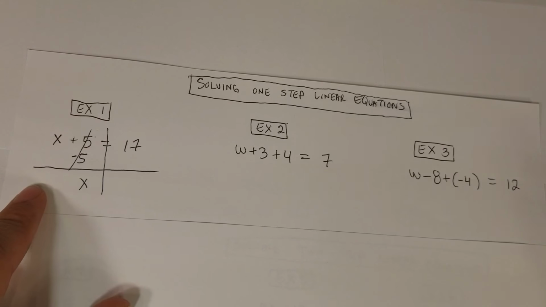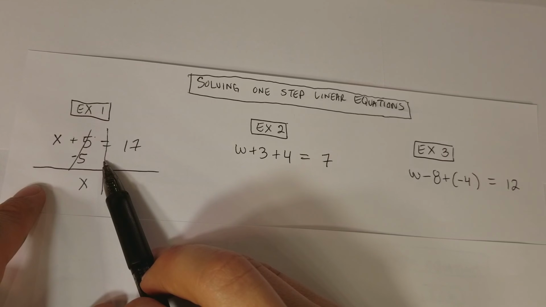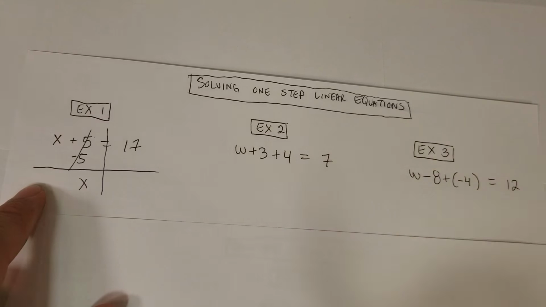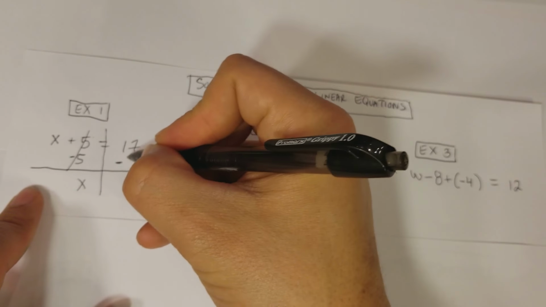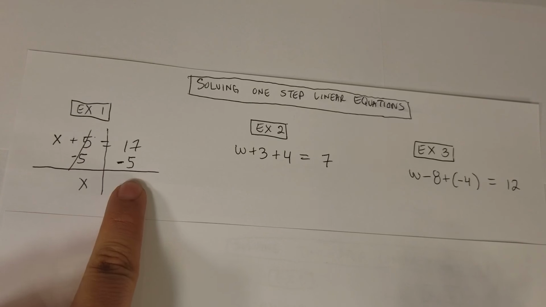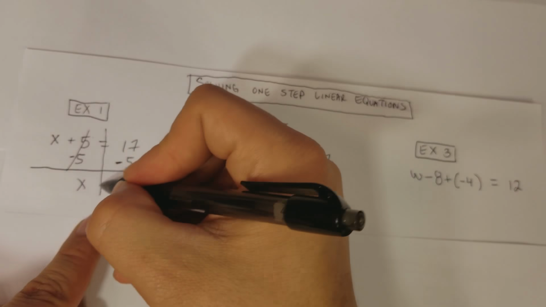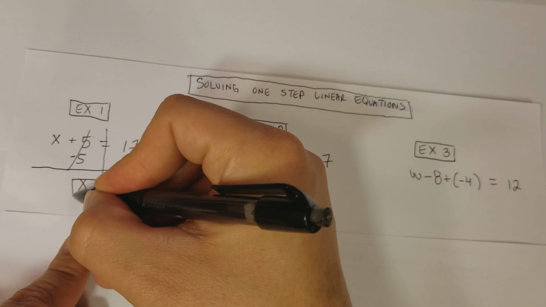The only thing about this is that we can't just do that. We can't just subtract 5 out of nowhere, unless we keep the equation balanced and do that to the other side as well. That is how you solve a linear equation. Whatever you do to one side, you have to do to the other side equally, so we keep the equation balanced. So if we subtract 5 here, we subtract 5 here, we get the final answer, which is x equals 12.